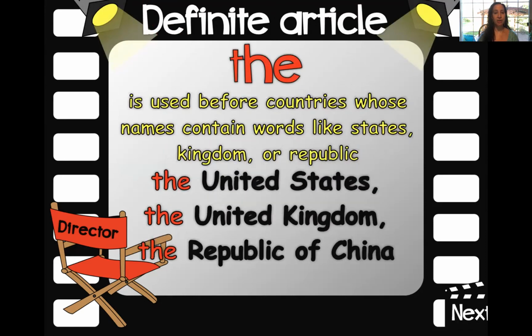We use the definite article the before countries with certain names like states, kingdom, or republic. For example, the United States, the United Kingdom, the Republic of China. See how these are all proper nouns? They are definite or they are specific or particular.